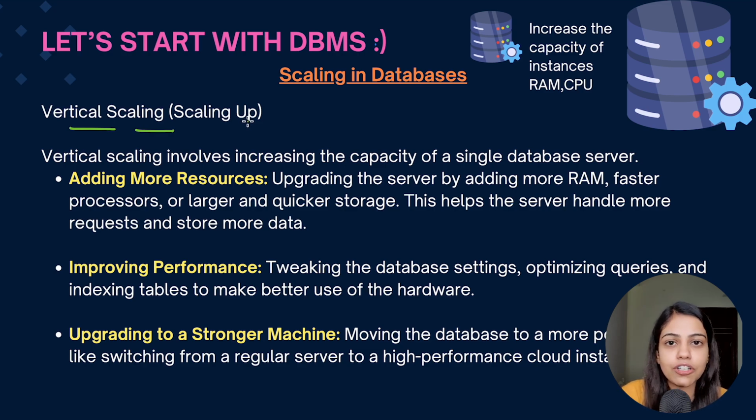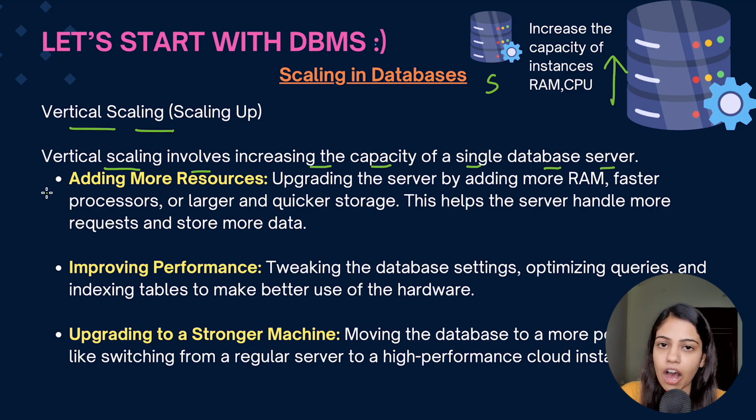But there is an extent to which we can increase our CPUs as well as RAM. So if there is a server, we increase the capacity of RAM and CPU so that it can accommodate more requests, but only to a certain extent. So vertical scaling involves increasing the capacity of a single database server.